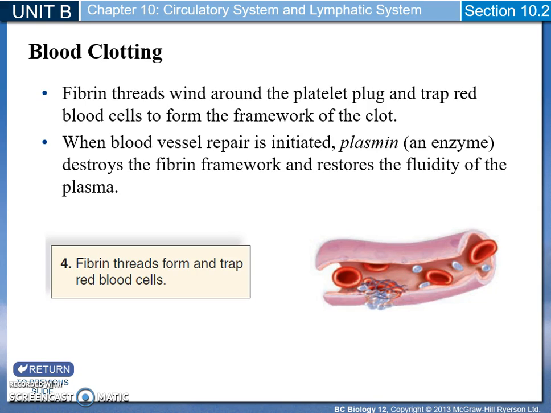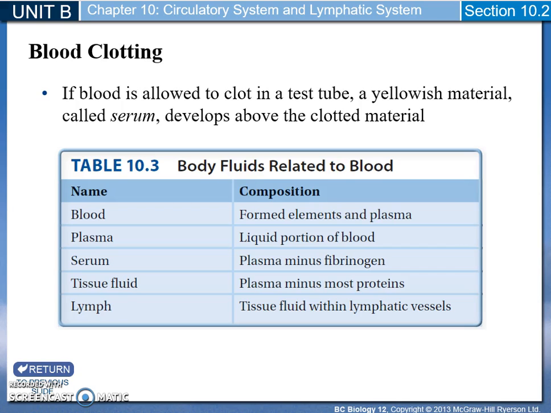The fibrin threads then wind around the platelet plug and they trap red blood cells to form the framework of the clot. And then when blood vessel repair is initiated, plasmin, which is an enzyme, destroys the fibrin framework and restores the fluidity of the plasma. So if blood is allowed to clot in a test tube, a yellowish material called serum develops above the clotted material.